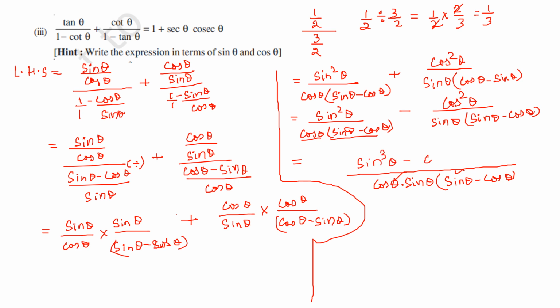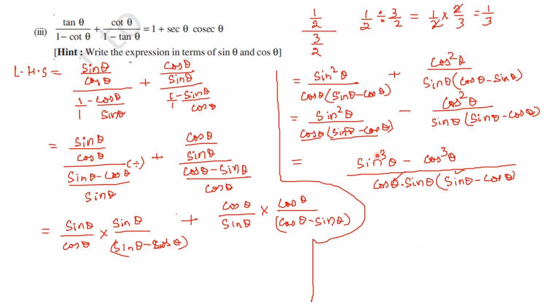minus, and same way here it will become cos cube theta. Why cos cube theta? Again you see in the denominator sine theta into sine theta minus cos theta both are here. Cos theta is not there. So that cos theta multiply with cos square theta. So it will become like this. Now next what we have to do? Now you can see sine cube theta minus cos cube theta.